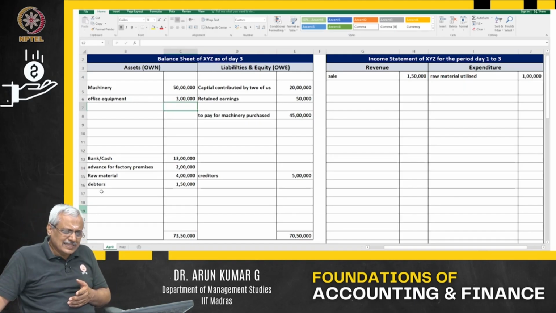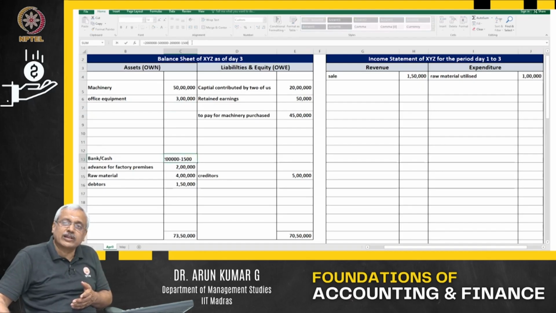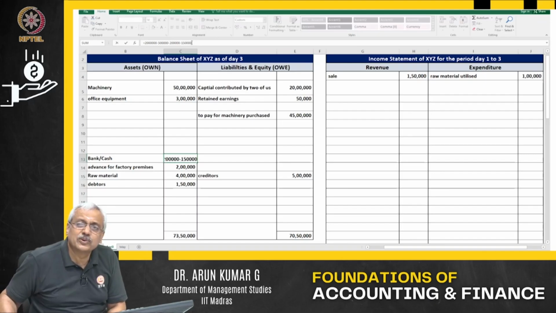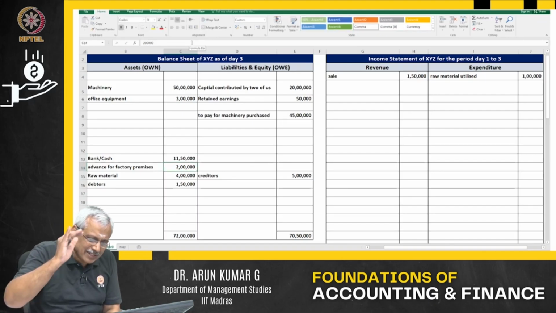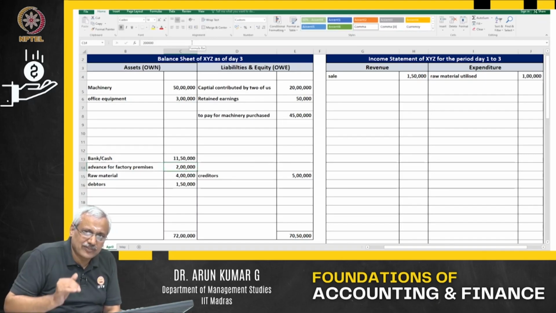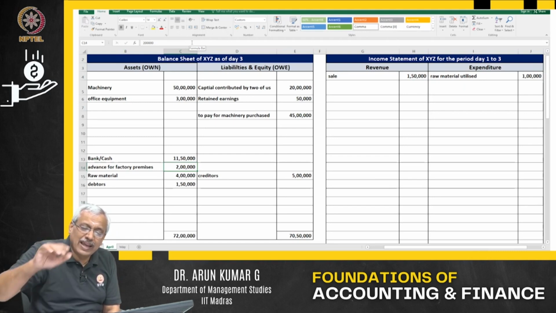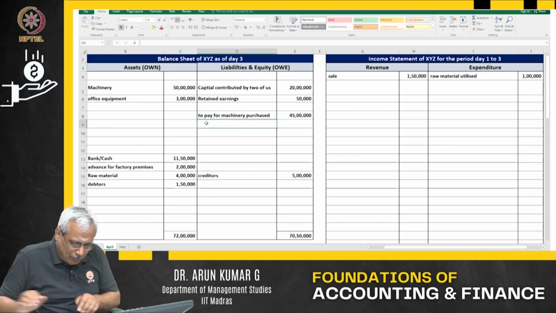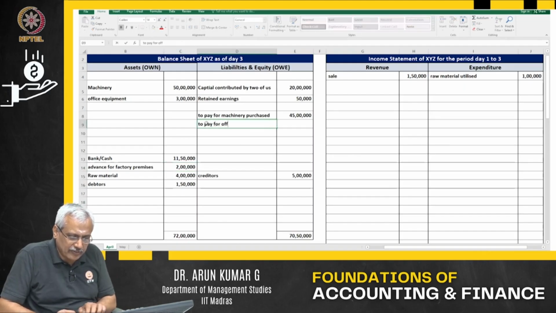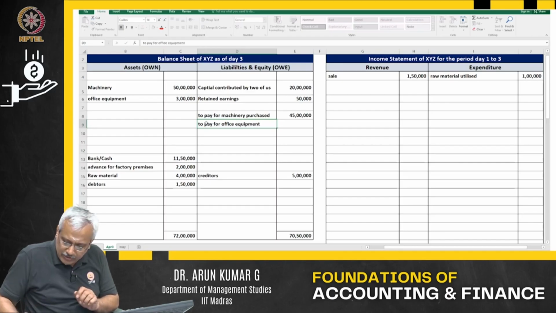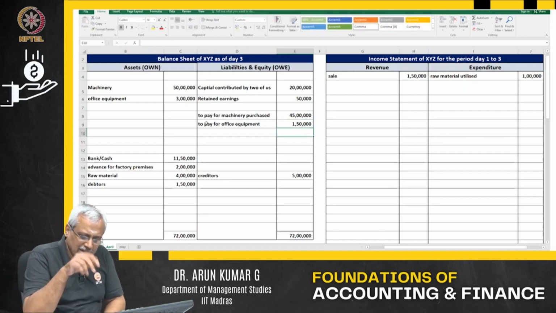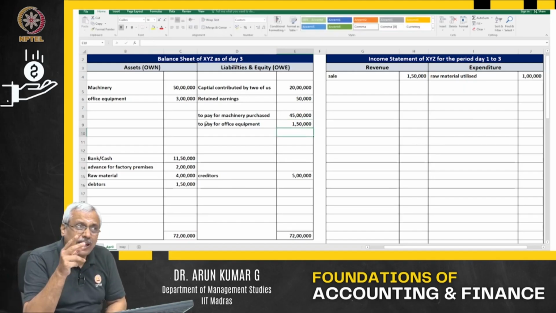So now, in this case, how much have I paid? I have paid about 1.5 lakhs or 150,000 cash out there. So what happens? My cash balance reduces by 150,000. I am liable to pay another 150,000. That is to pay for office equipment. How much do you have to pay? You have to pay about 150,000. I am yet to pay 150,000.